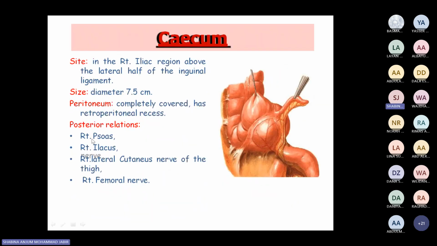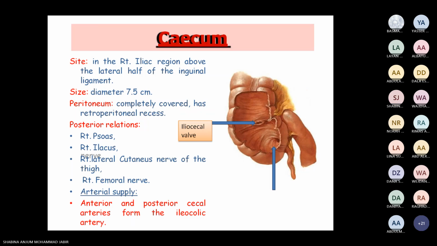Okay, so we have this right psoas major muscle, right iliacus, right lateral cutaneous nerve of thigh, and right femoral nerve. These are related posteriorly. So what is the nerve supply?